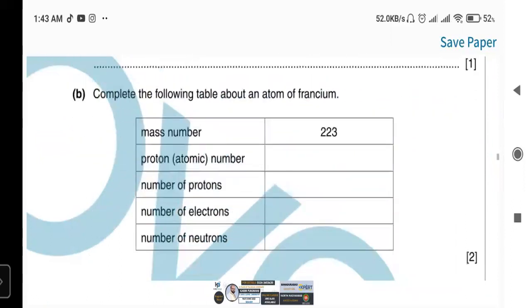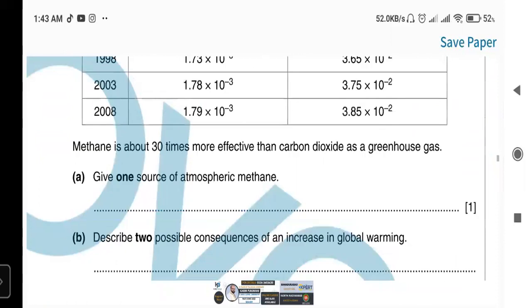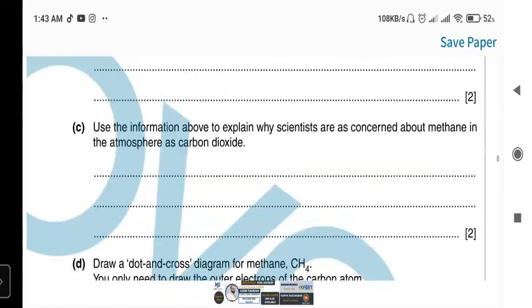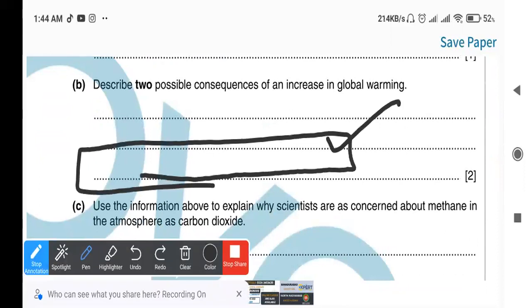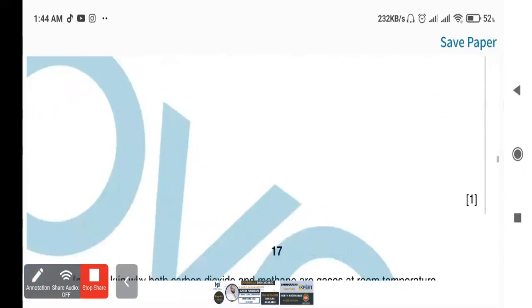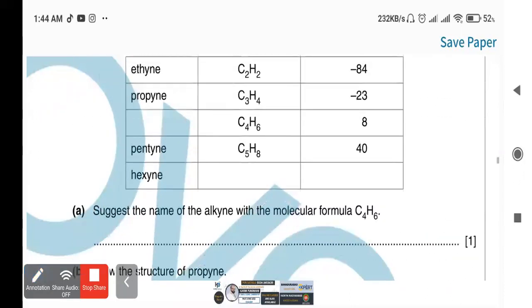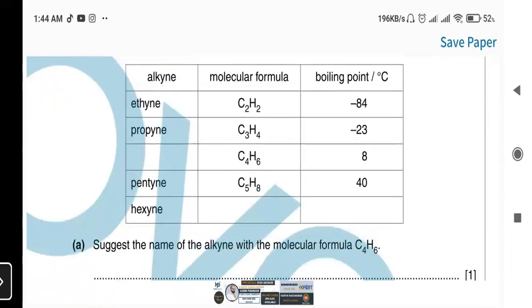Okay, no need. This is easy. So methane, why do you need to be concerned about methane? Because methane is a hydrocarbon, and all hydrocarbons are also greenhouse gases. They might be responsible for what? Increase in the temperature of the earth, right?